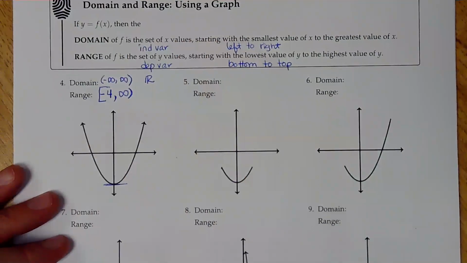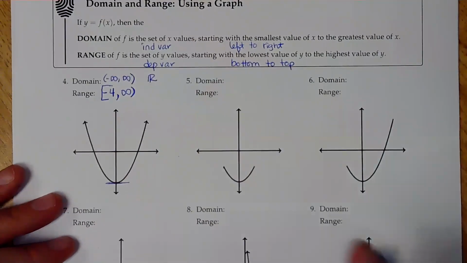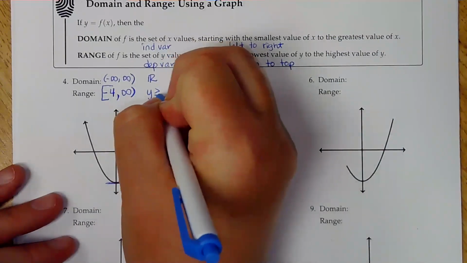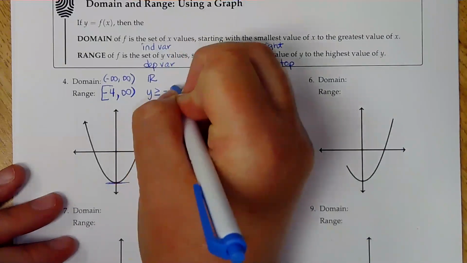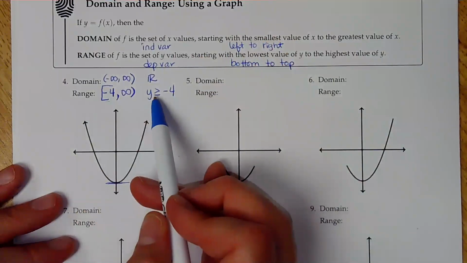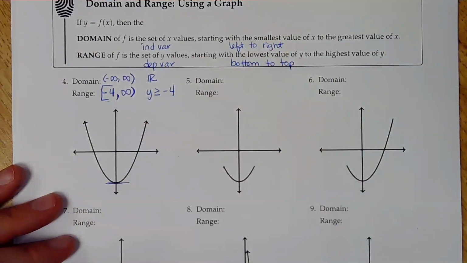And another way of writing this, similar to how we were writing it on the first page when we were looking at the practical stuff, would be to say y is greater than or equal to -4. So this square bracket is the same as saying greater than or equal to. It's got that equal to piece in it.